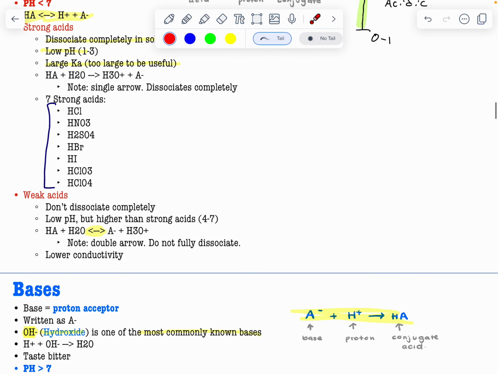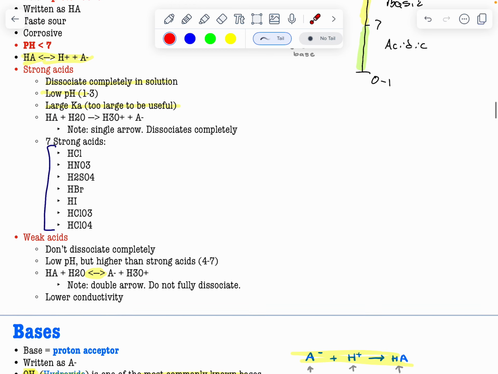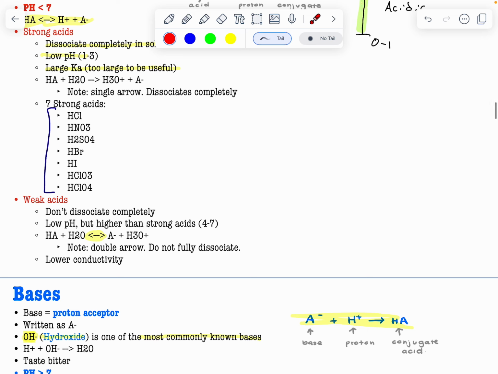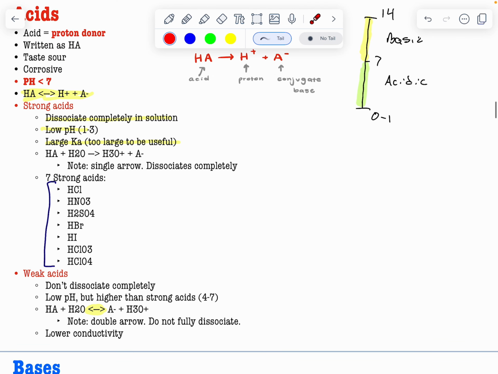Now we come down here to weak acids. And again, similar to electrolytes, they don't dissociate completely. They have a low pH, but it's higher than strong acids. They're going to be in the 4 to 7 range, so more on the upper scale of the acidic side right up here. And what we can see right here is we have a double-sided arrow, which means it doesn't dissociate completely. We still have presence of reactants, and we also have presence of products in the same solution. And furthermore, they have a lower conductivity compared to strong acids. So that's kind of the background on acids.